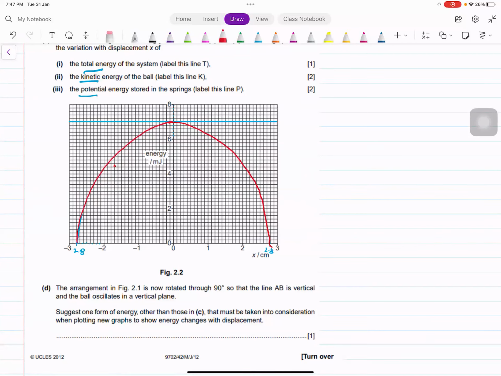So you always go to the maximum. This is x naught. And then from here till 2.8, whatever 2.8 was, where is 2.8? This point, right? So you're going to go till here. Please do not join till this point, that would be wrong. You guys understand now? And we also need to label this. Total energy is T, kinetic energy is K, and that is P. Understood?